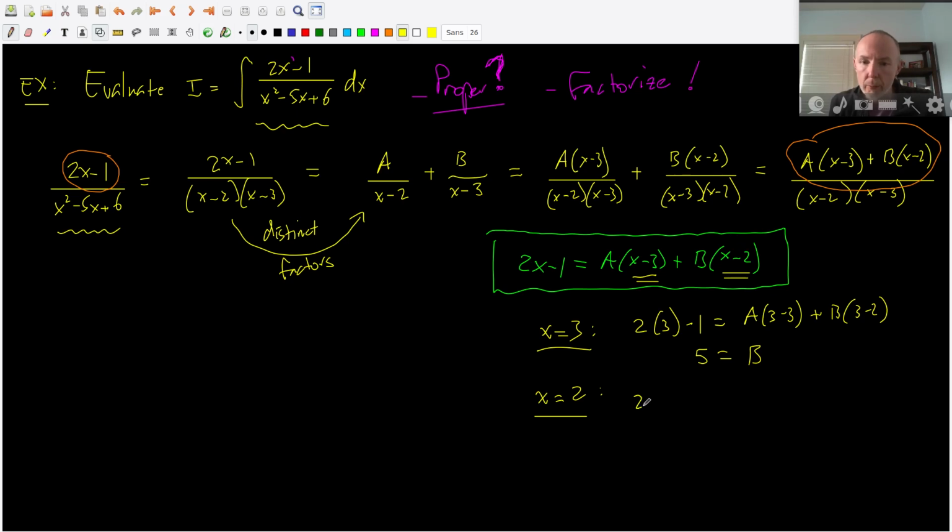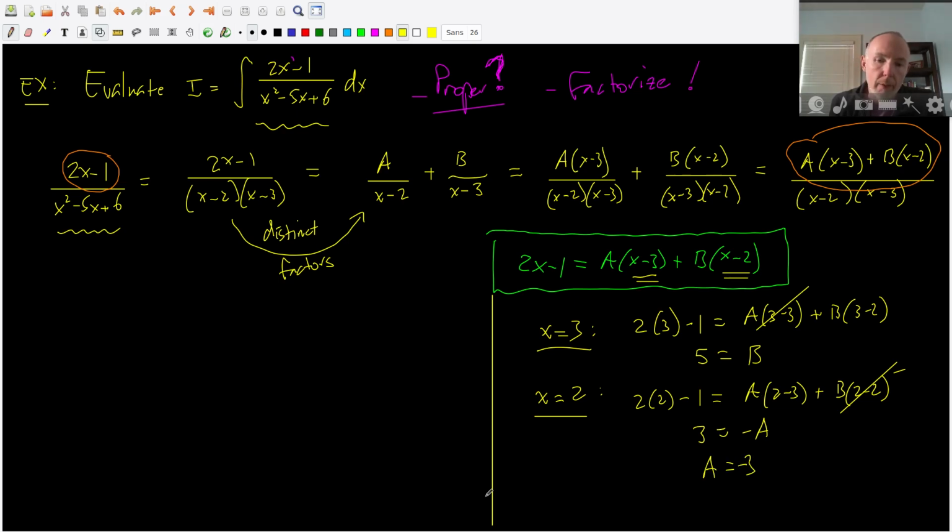Then using the other value that makes sense to plug in, x equals 2, this is 2 lots of 2 minus 1, and on the other side we get a times 2 minus 3 plus b times 0, which is 2 minus 2. So again, that term drops out just like that one did because we made this nice choice for x. That leaves us with 4 minus 1 is equal to minus a. So a is negative 3.